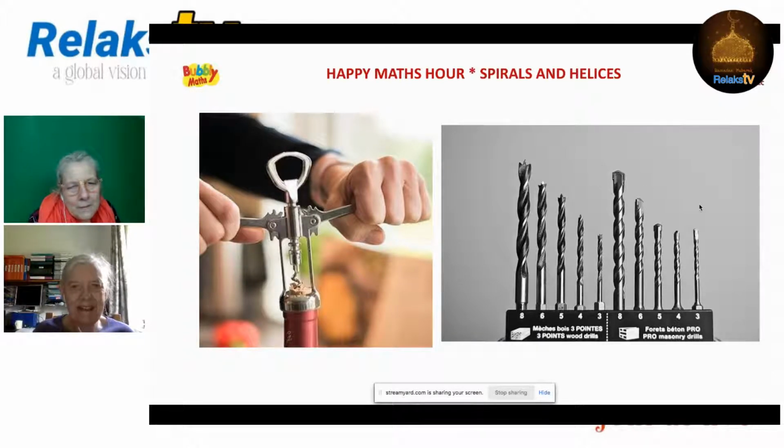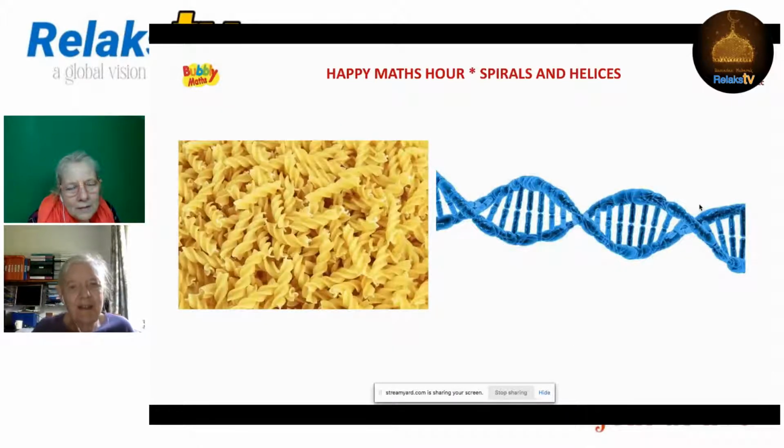Brilliant, yes. So now here's another couple of pictures of helices, the pasta on the left, right? Yeah, never again. That's helix pasta, ladies and gentlemen, boys and girls. That is for now and forevermore, helix pasta.